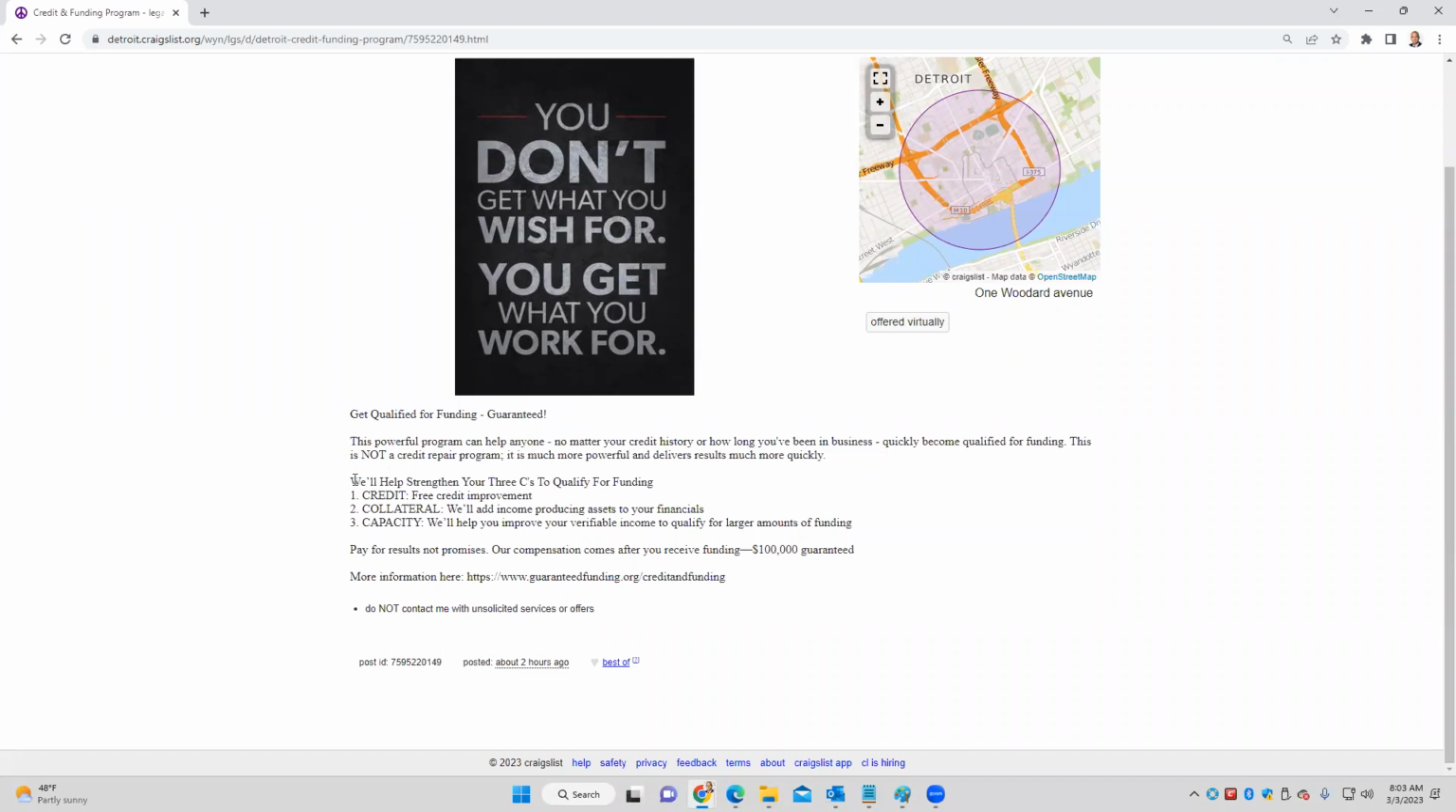And then we want to quickly introduce the 3 C's because we don't want this Craigslist ad to be long. So we just simply hit them briefly to let them know what the 3 C's are that's necessary to qualify for funding, being credit, collateral, and capacity. We prepare to close the ad with the tagline, pay for results, not promises. Our compensation comes after you receive funding, $100,000 guaranteed. And then you have your call to action.